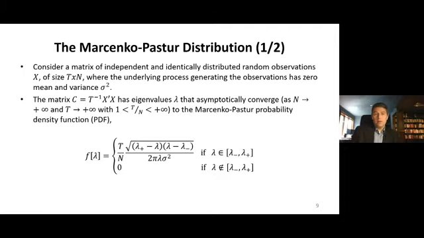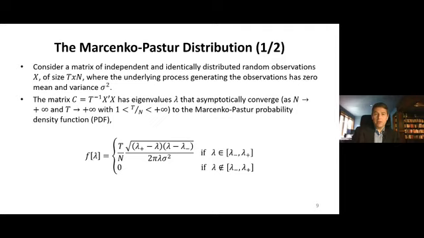The Marchenko-Pastur distribution is the distribution of the eigenvalues of a random covariance matrix. So suppose that you have a matrix X of size T by N, where T is the number of observations and N is the number of random variables. And this matrix is a random matrix with zero mean and a variance of sigma squared.